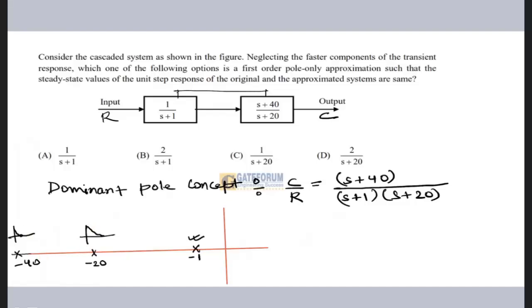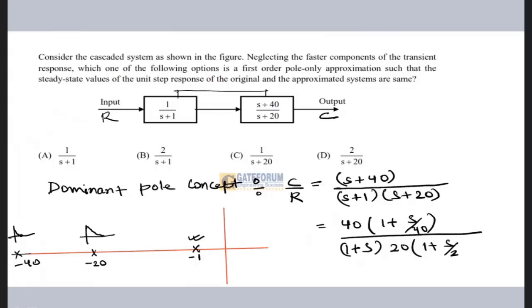But before reducing, I must convert my transfer function into the time constant form. So this part will become 1 plus S by 40. This part will remain as it is, 1 plus S. And again, 20 I'll take common, 1 plus S by 20. So now I am getting the time constant form. Here the time constant is 1 by 40, here it is 1 by 20, and here it is 1.